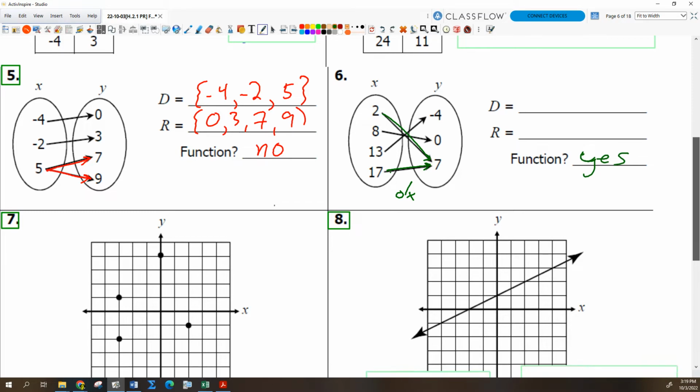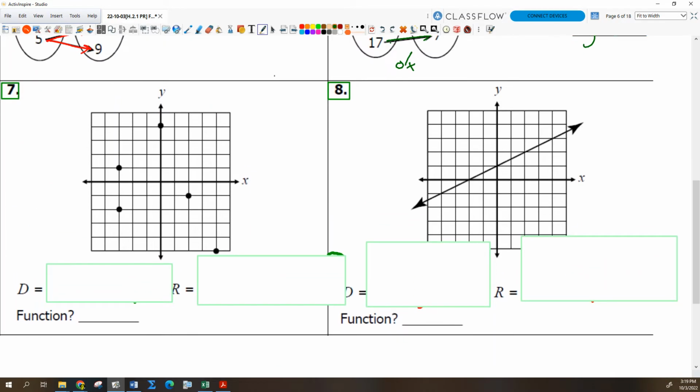Okay. How about if we look at a graph? That's another way to represent a relation. So here we've got a graph of all the individual ordered pairs. What's the domain, Jimmy, of number 7? Okay, so someone else help us out here. David, what's the domain there? -3, you mean? Yeah, and then 2. Oh, I didn't see that other. Okay, good. -3, 0, and 2.